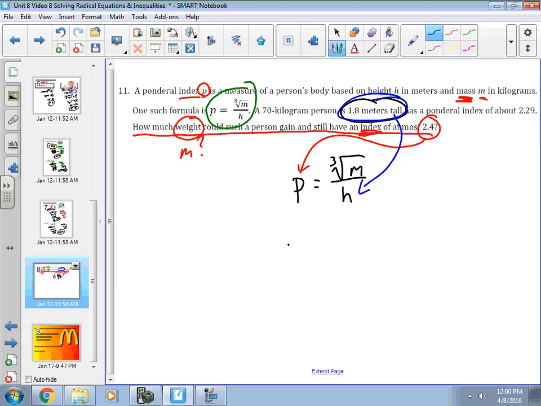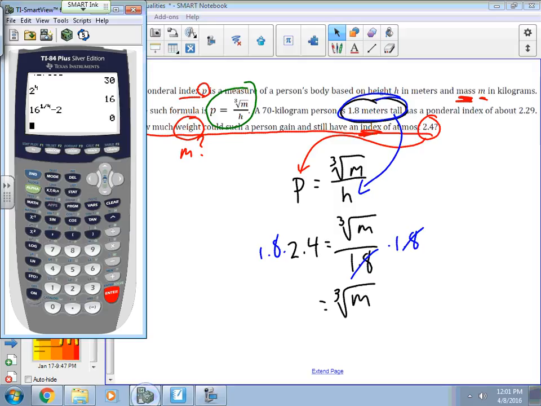So if we substitute this in, 2.4 equals the cubed root of m over 1.8. So if we solve this out, it should give us the mass that this person could gain and still have this. It's being divided here, so let's times both sides by 1.8. So now we got the cubed root of m equal to, let's see what we get when we times that, 1.8 times 2.4 gives us 4.32.